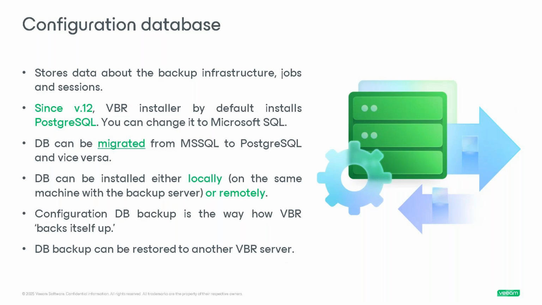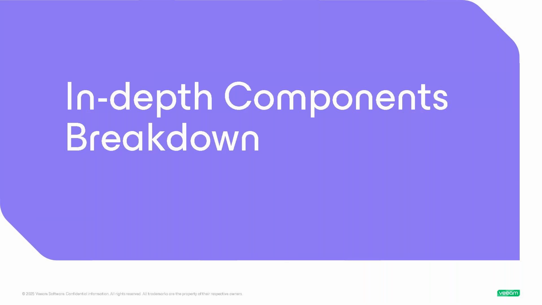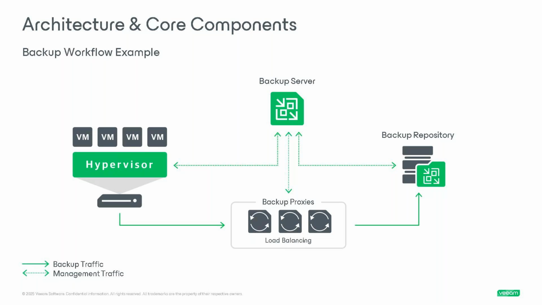So you can use that to restore or migrate to another VBR server. So here is a little bit more in-depth component breakdown. I showed the four different components earlier. This is what it would look like, with the production environment on the left side that you're using Veeam to back up.